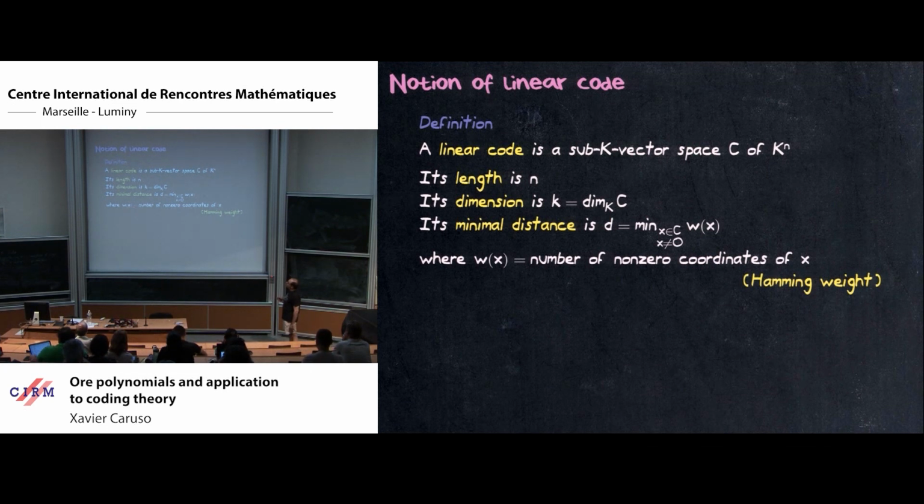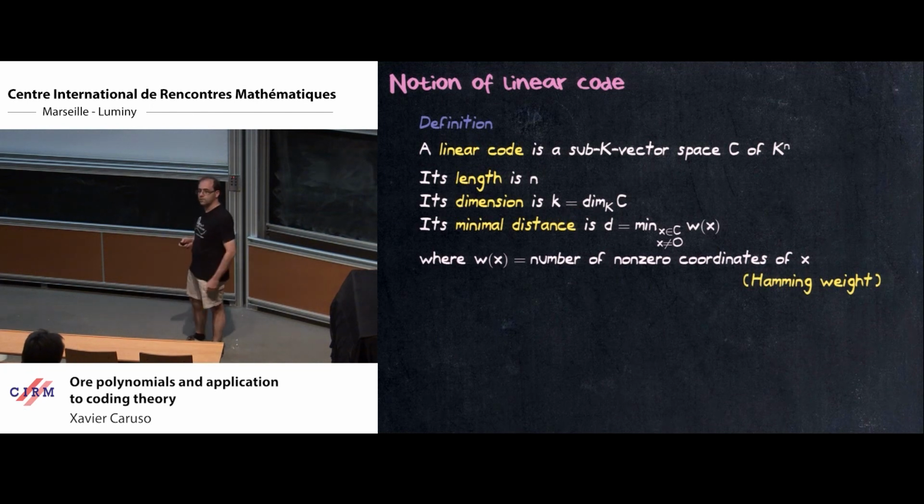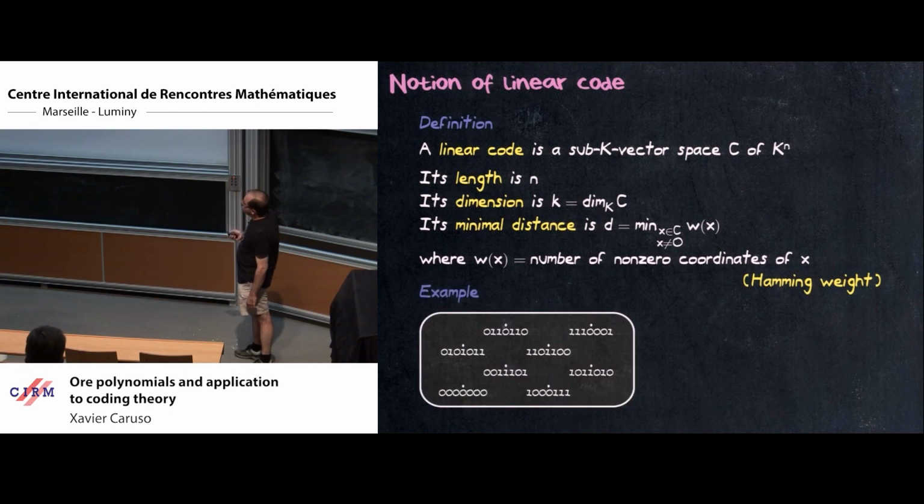So this defines a distance on K to the n. The distance between x and y is the weight of the difference, x minus y, and so it's also the number of coordinates on which x and y differ. So here is a beautiful example of a linear code.